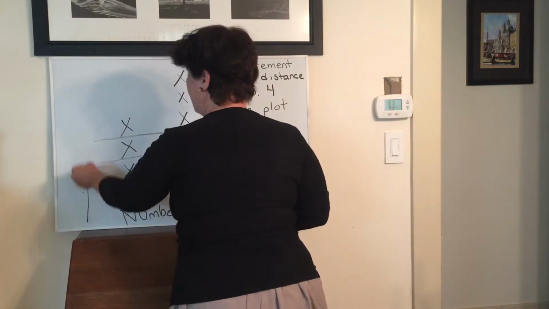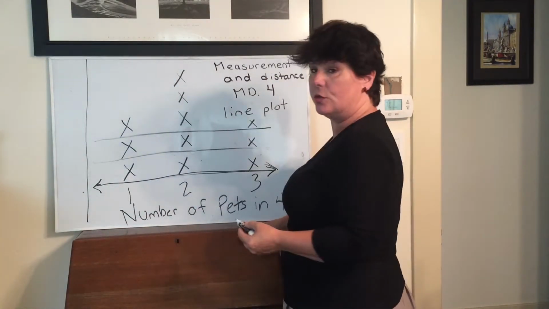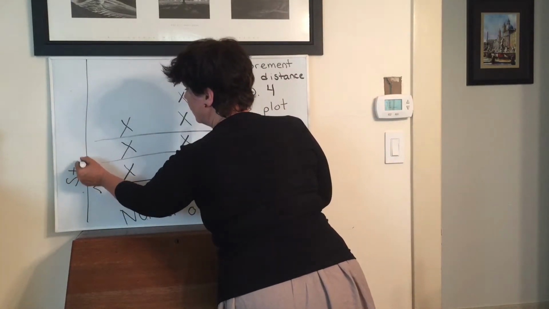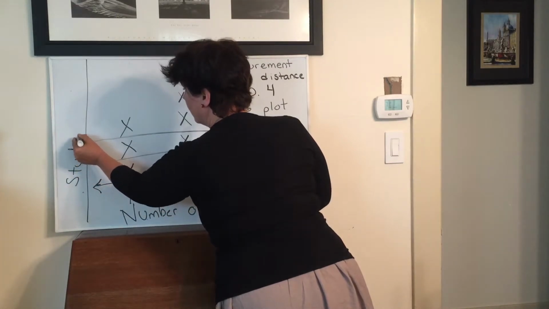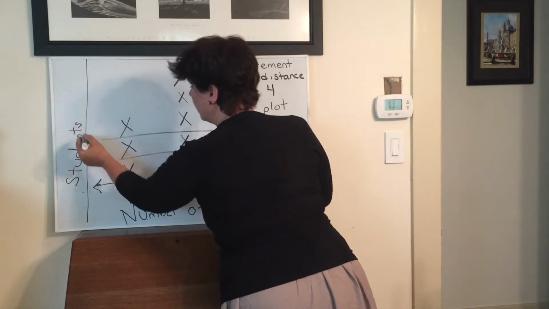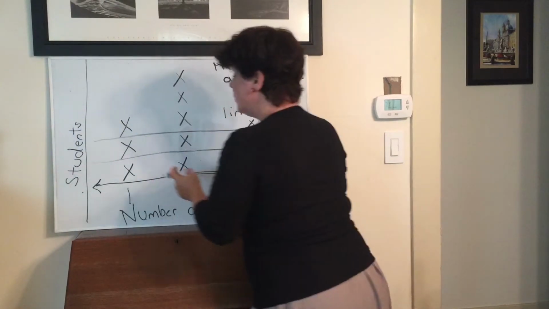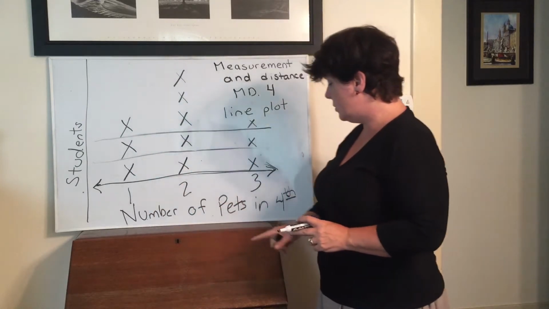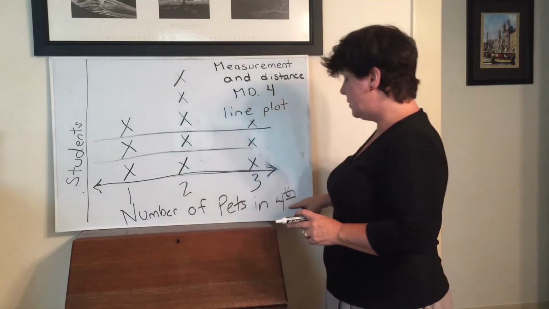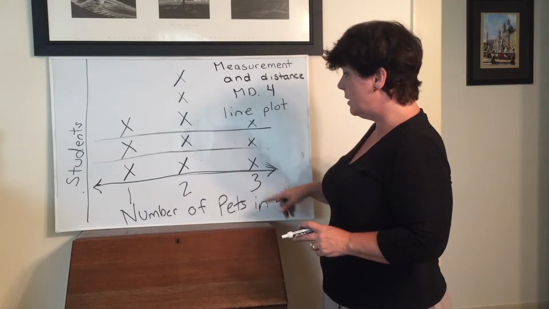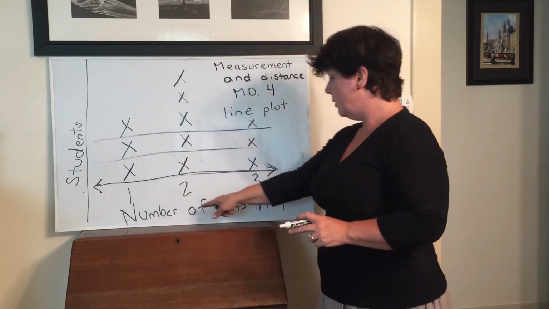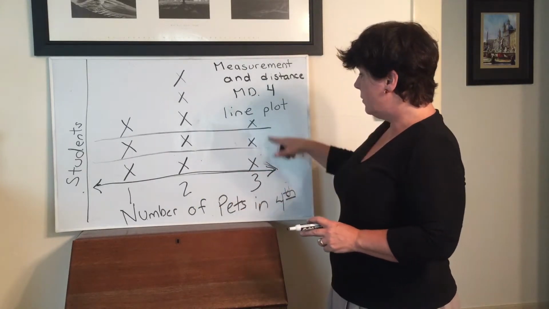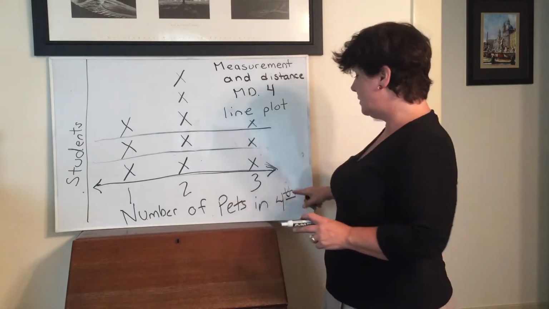So what changes? Well, the number of students change. So students. So there's 1, 2, 3 students with one number of pets in our 4th grade class. 5 students with 2 pets in 4th grade. 3 students with pets in 4th grade.